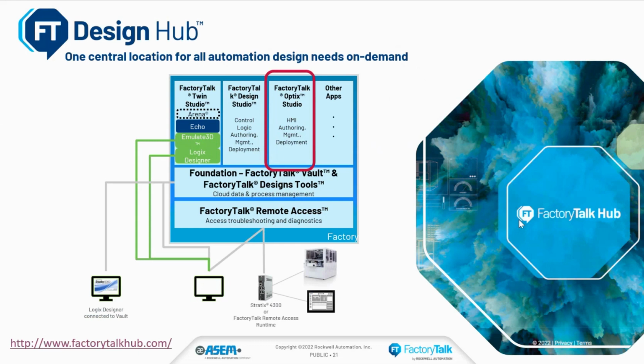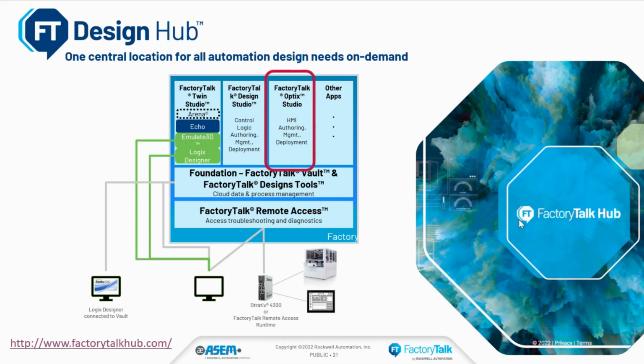So in the Design Hub, of course, FactoryTalk Optix Studio is here. This is where you can download FactoryTalk Optix Studio. You could download whichever version you want. You could download the runtime. You could use the license calculator, and you could also view demos through the Optix page, the FactoryTalk Optix page in the Design Hub.